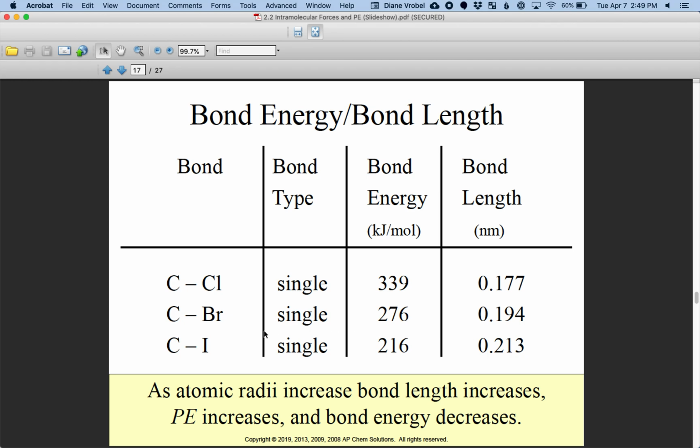Here is an example of 3 compounds. And notice that when we're talking about iodine, we're talking about a larger bond length. And as a result of it, the bond energy is lower. So notice that when we're talking about chlorine, when we look at bond length, the bond length is shorter. As a result of it, the bond energy goes up. So please, please, please remember, the closer the nuclei are to each other, the higher the bond energy.